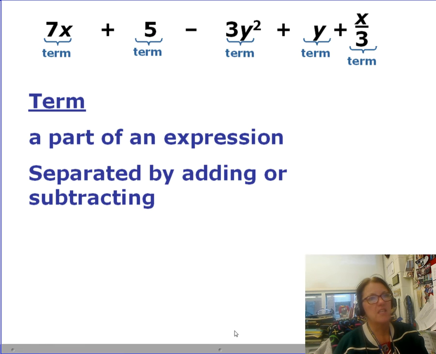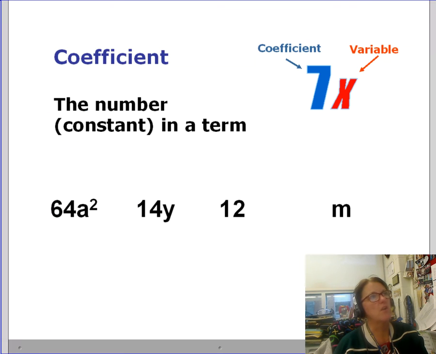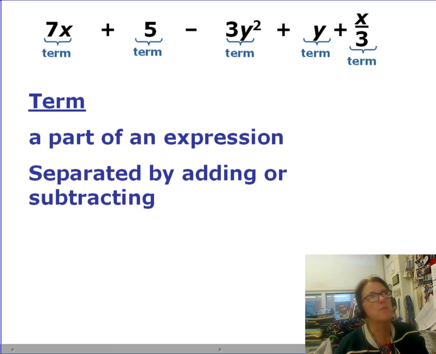Last thing I think, well, maybe I didn't have another one. Oh yeah, coefficient. The coefficient then is the number, the constant part of a term. So in our big giant one, the 7 is the coefficient, the x is the variable. In fact, let me put that one back on the screen. 5, well, 5 is just a constant, so I'm not going to really call it a coefficient because it doesn't have a variable with it.